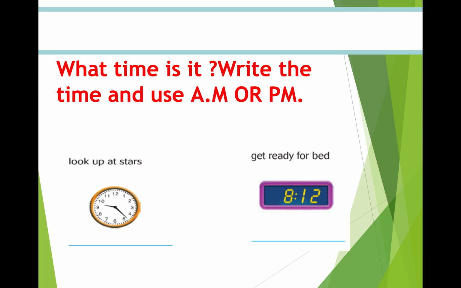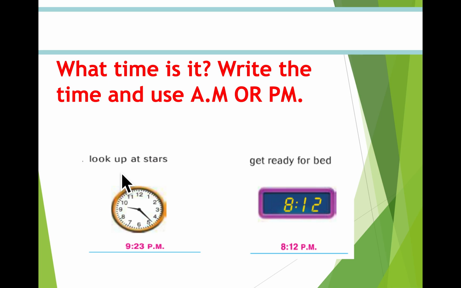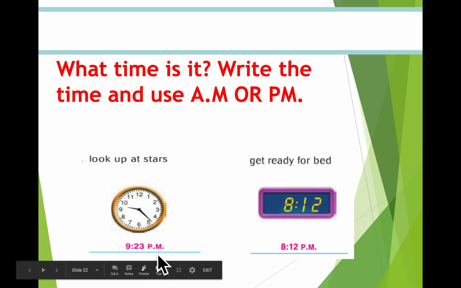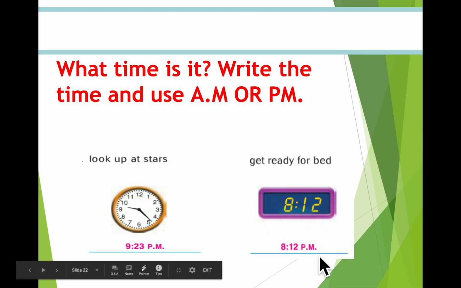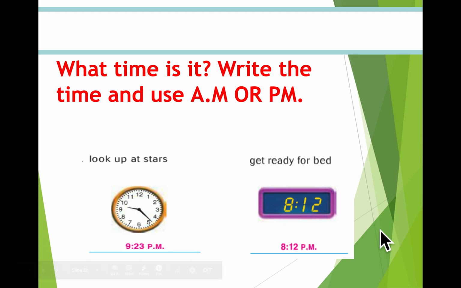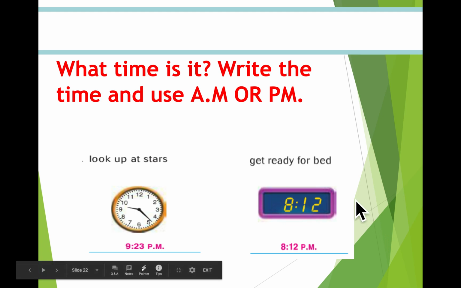All right, if you're not done yet, you can go ahead and pause the video, write down your answers. I am going to show them to you now. When I look up at the stars, it is 9:23 and it's PM because the stars will be out at night, right? They'll be out in the evening time, so that's PM. And when I'm getting ready for bed, it's evening. Midnight is still not here. It is 8:12 p.m. All right, and if you got those correct, well done. If not, don't worry, your next try will be better.